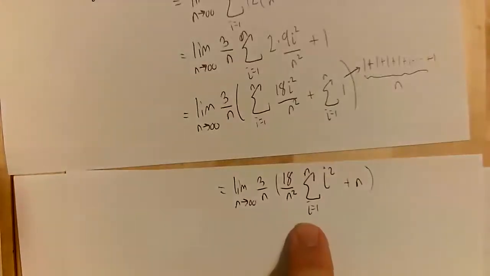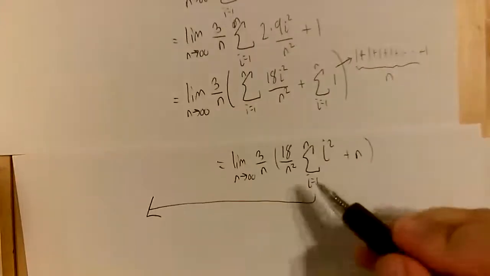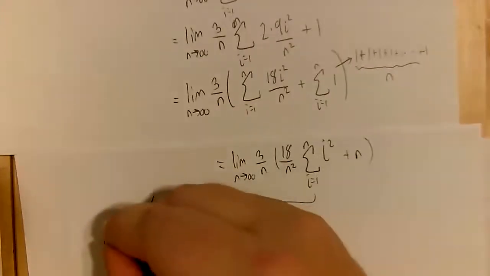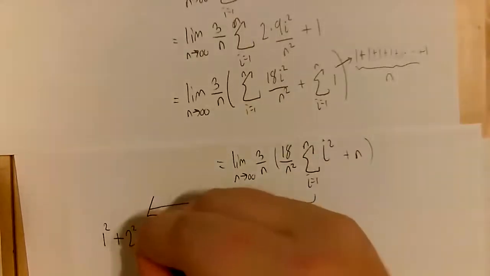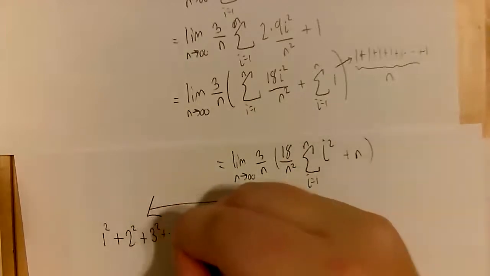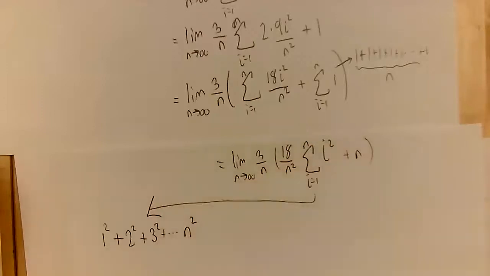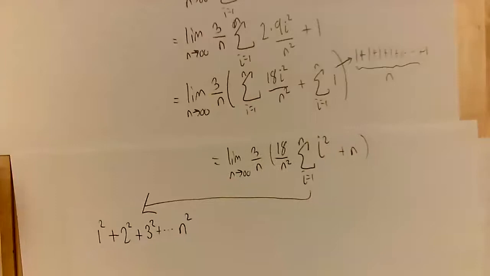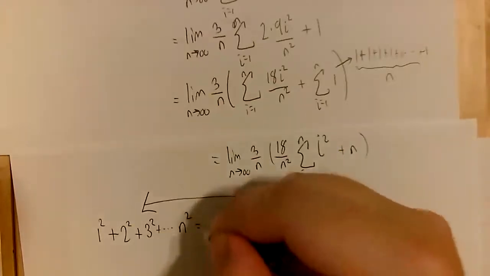Now we just need to know what the sum from i equals 1 to n of i squared is. So what is that equal to? Well, let's think about that over here. If I plug in i equals 1, that will be 1 squared. Then I move on to the next i, 2, that'll be 2 squared. And I move on to i equals 3, that'll be 3 squared. And I keep doing this until I get up to whatever number n this is. This is the sum of the first n squares.